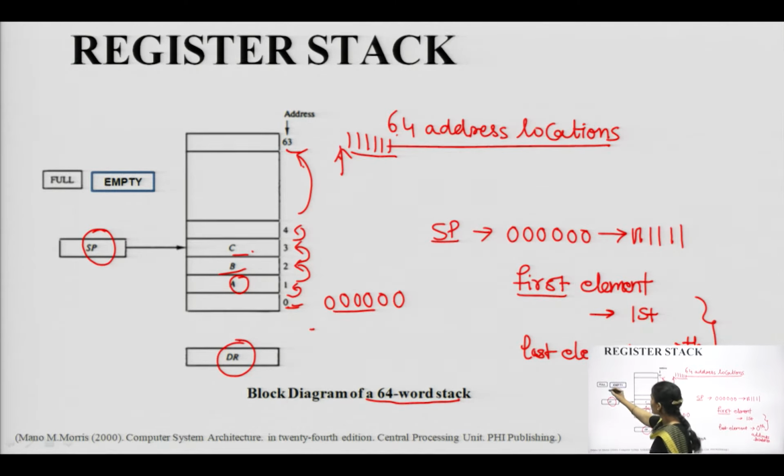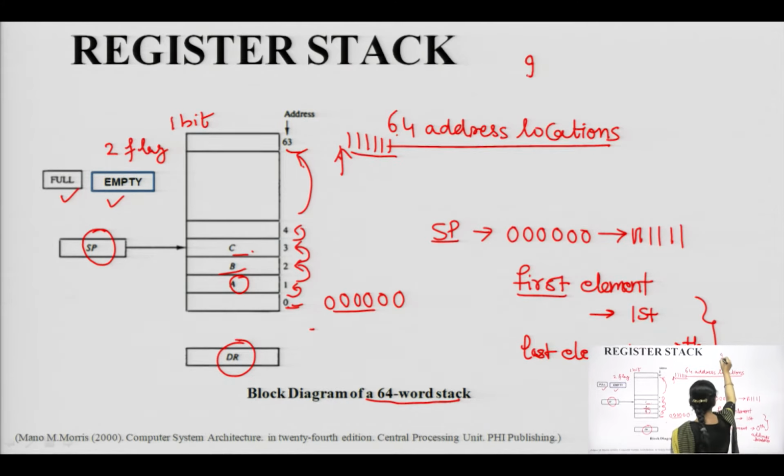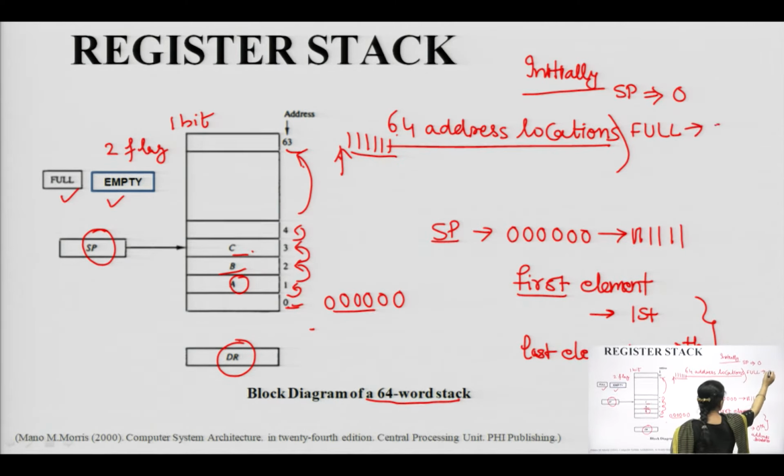Then these FULL and EMPTY are two flag registers, each of 1 bit. Initially, the value of the stack pointer is 0, FULL is cleared to 0 and EMPTY is set to 1. These are the initial conditions for my register stack.